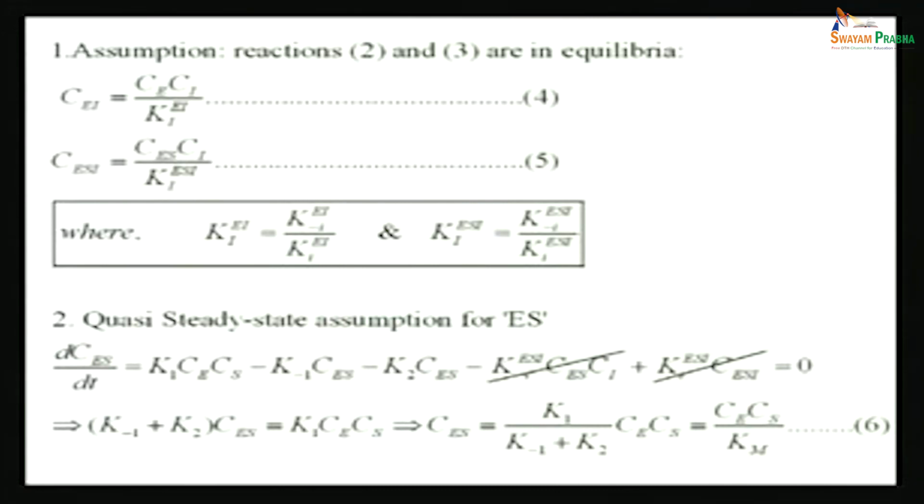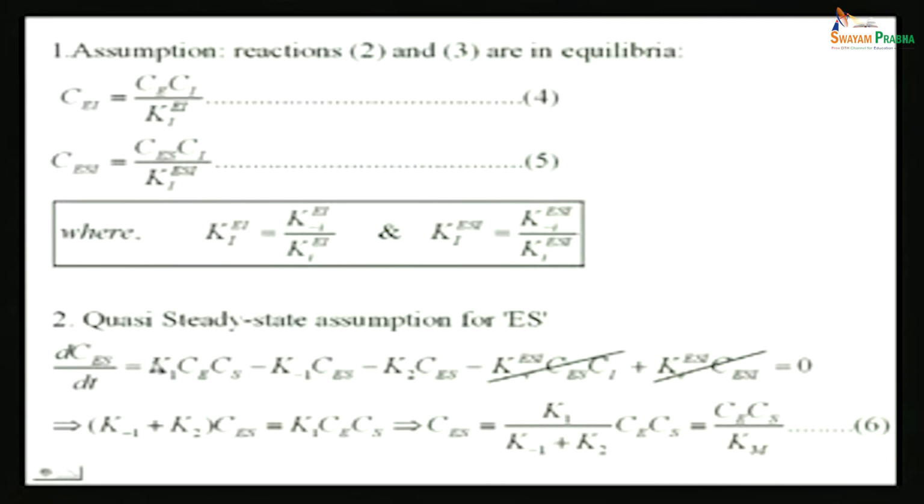So as you see on the screen now, you have 5 terms. d/dt of CES has 5 terms, 3 from the first reaction, and 2 from reaction 3, and the 2 terms from reaction 3 cancel out because we make equilibrium assumptions for reaction 3. So that's essentially the same as equation 5. Is it clear to everybody?